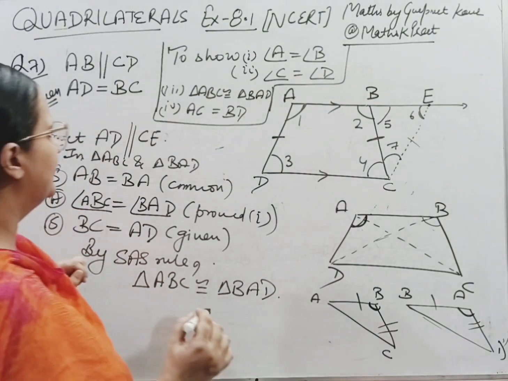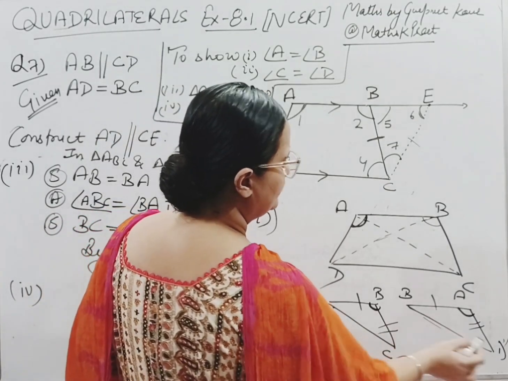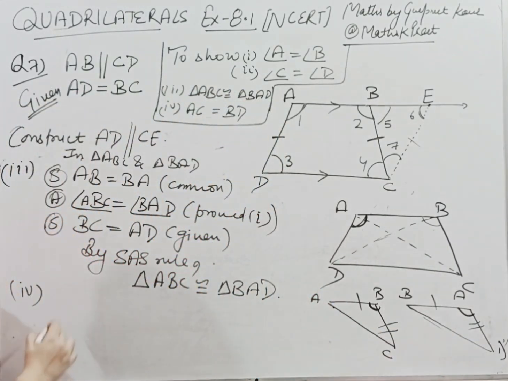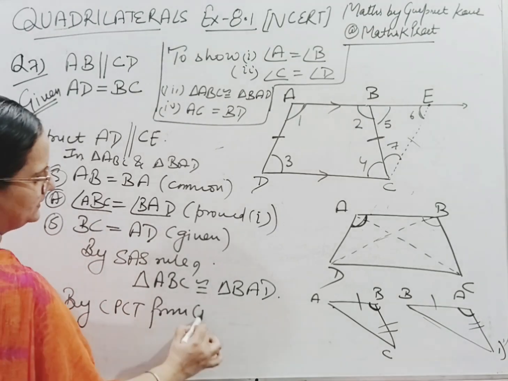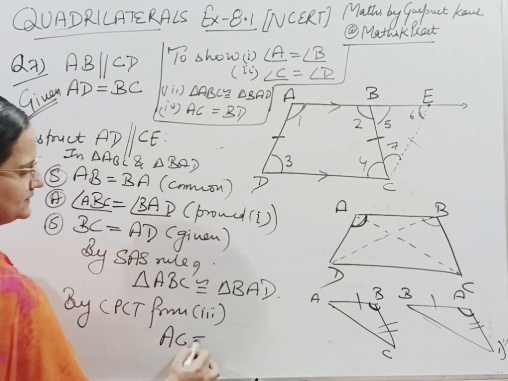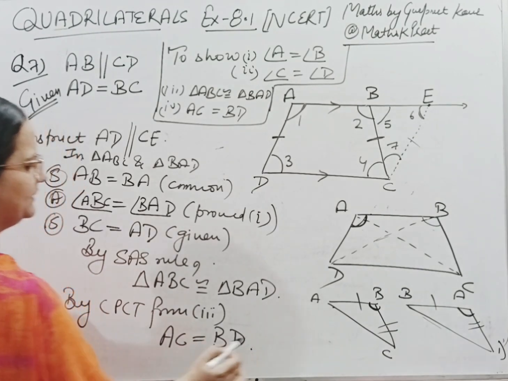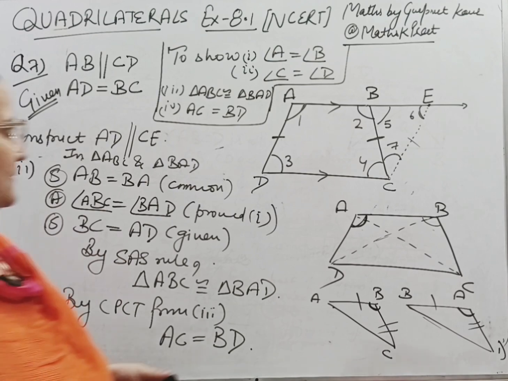Let's see part number 4. It is asking us to show that AC is equal to BD. When these two triangles are congruent, by CPCT from part number 3, I can directly write that the third side is also equal. So diagonal AC is equal to diagonal BD. These were the proofs for the rest of the two parts.